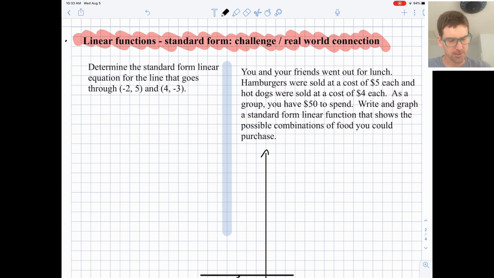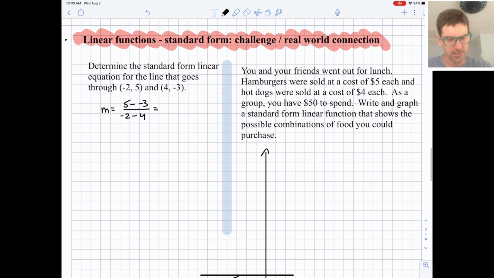We have our slope is going to be the difference of our y values divided by the difference of our x values. And let's simplify that down. That turns into an 8 over -6, which simplifies into a -4/3. Okay, so there's our slope, so that's good. Let's go ahead and write out our point slope form.